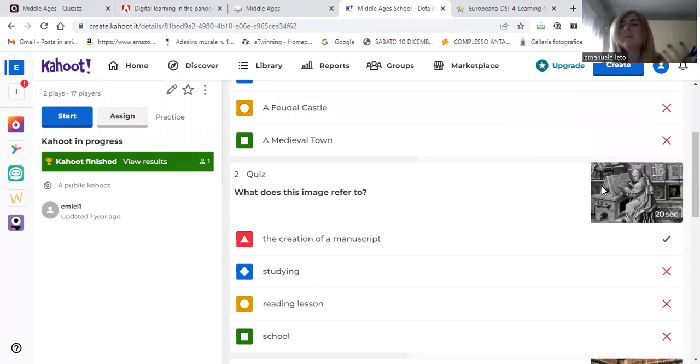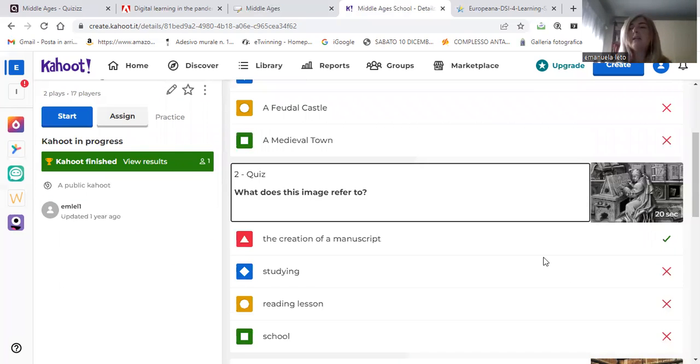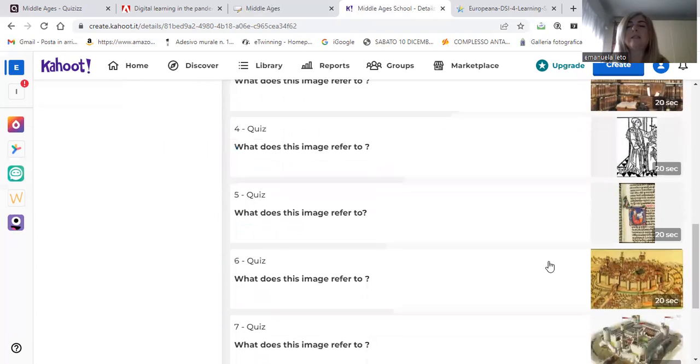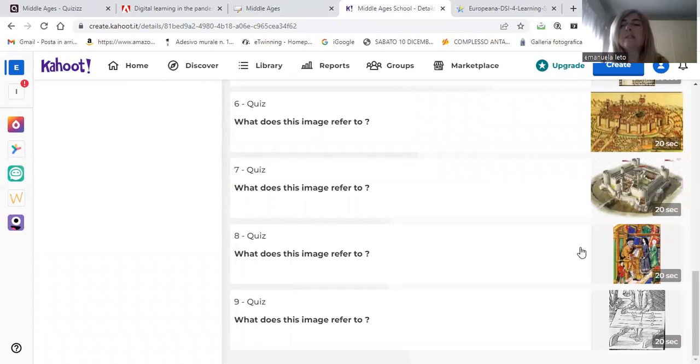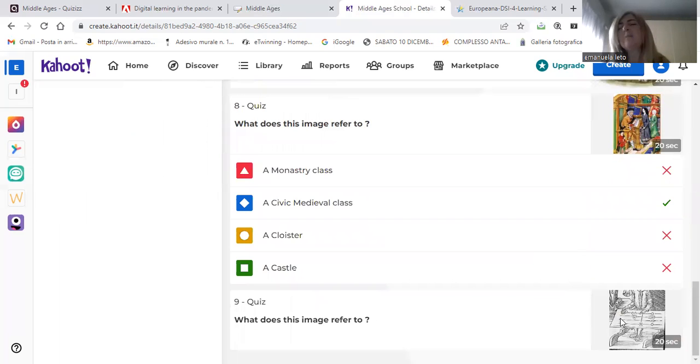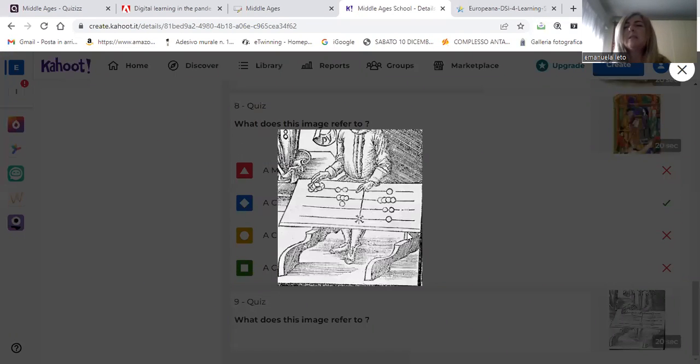For example, this image was about the creation of a manuscript. So they will see that there is a monk who is in charge of this activity, and this is the way the textbooks were created. Or, for example, this is an image of what a classroom was like in that period in the Middle Ages. And this is the most powerful image because, in this image taken from the Wellcome collection, the abacus is shown, which they still use in primary school nowadays.